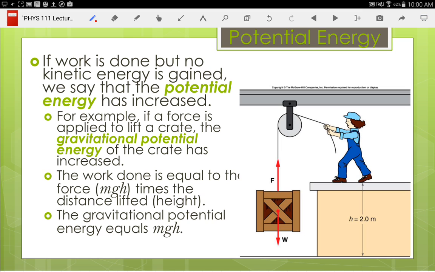So if I'm running along and I come and hit Colby, I do work on him. I put a force on him, and what happened? He moved. So I did work because I had that kinetic energy. Potential energy is the ability to do work because of position. And the most common one we talk about is gravitational potential energy.